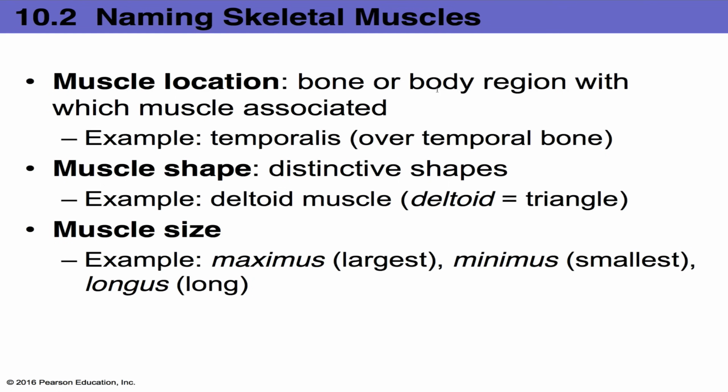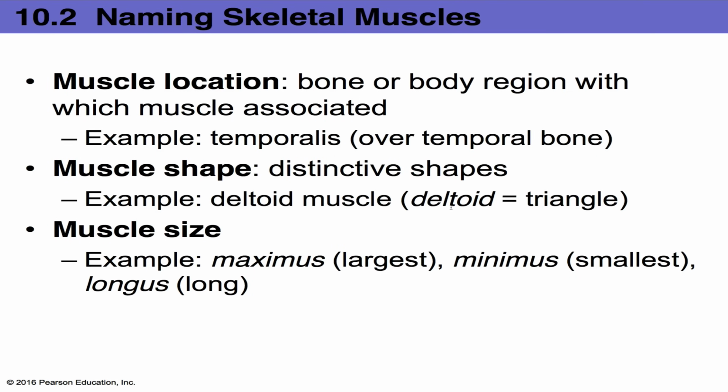So the first thing that we're going to be looking at is that, when we look at some of the names of these muscles, it indicates the bone or the body region with which the muscle is associated. So the example that they give you over here is this temporal bone. So this temporalis muscle overlies this temporal bone. Another example can be your intercostal muscles. Now these intercostal muscles run between your ribs, or your costals. So inter is between, and costals is ribs. So between the ribs, intercostal muscles.